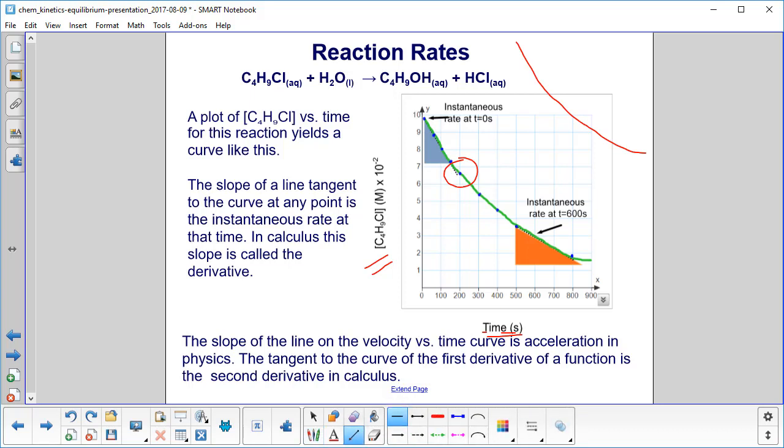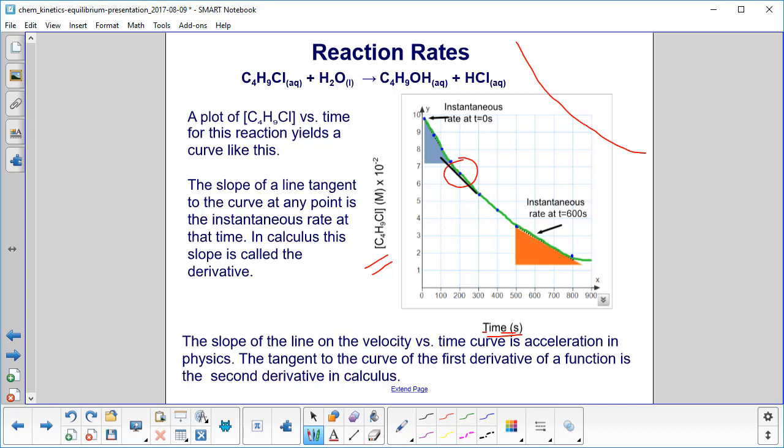Maybe you've had that in math, maybe not, but let's see if I can draw one. Okay, now let's move that. And if it just touches the curve, I can't really get a hold of that line. There, it's touching at one point. We can now find the slope of that line, and that will give us the instantaneous rate at that exact point in time. In calculus, again, that slope is called the derivative.